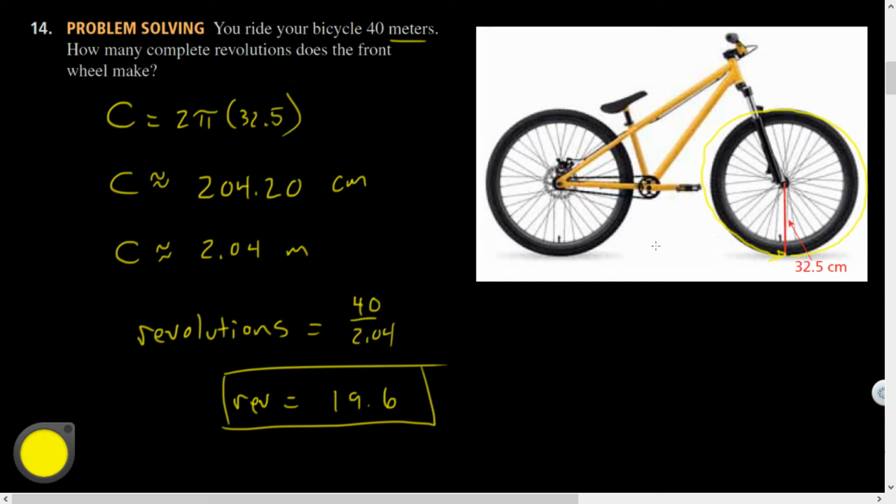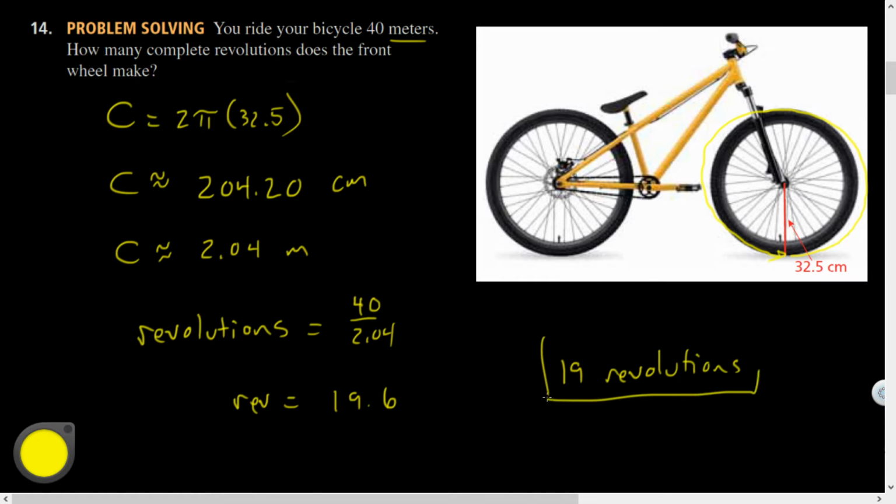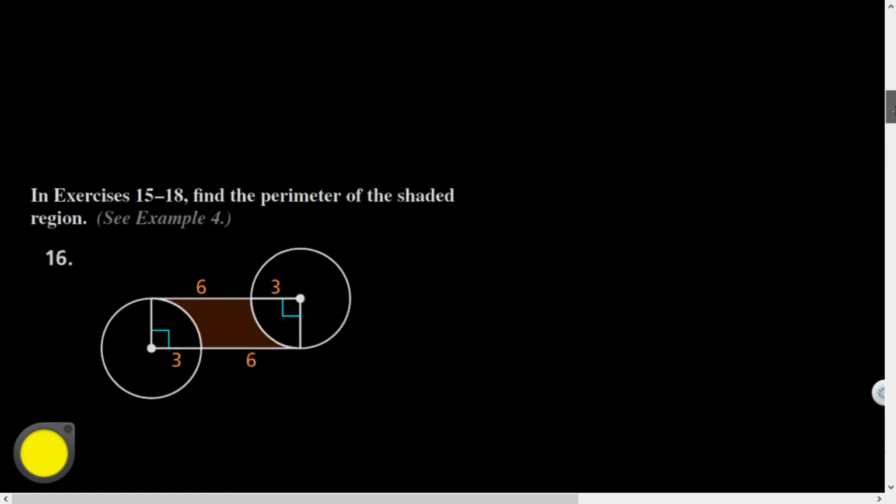Maybe it was 40 meters downhill. Why? How many complete? Thank you. Man, Isaiah with the save, so the answer is 19. The last part was just a part of a revolution, so they didn't want it rounded, they wanted complete revolutions. Okay, so ladies and gentlemen, let's keep going.